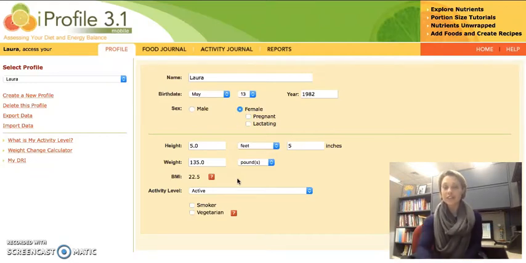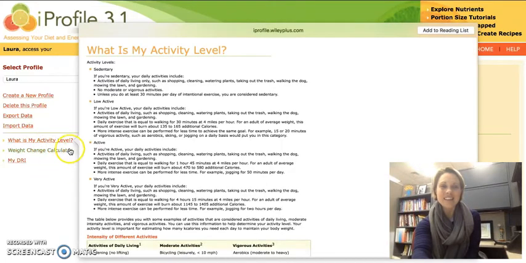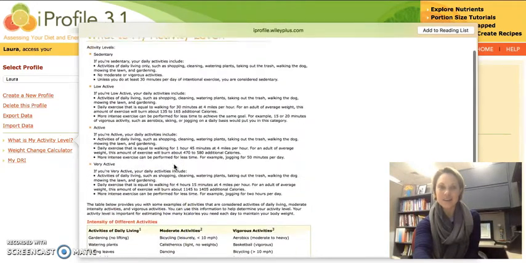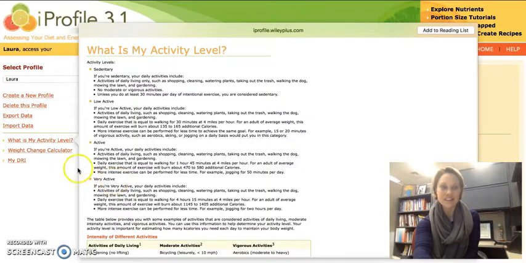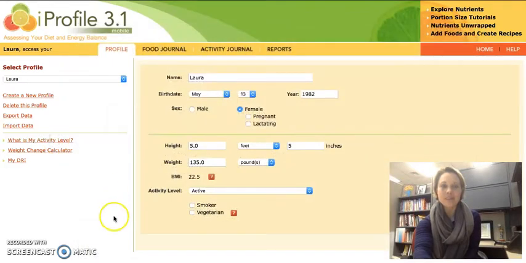If you're unsure of your activity level, you can click on this link right here, what is my activity level? And it will give you a good indication of what the different types of activity in terms of category mean.